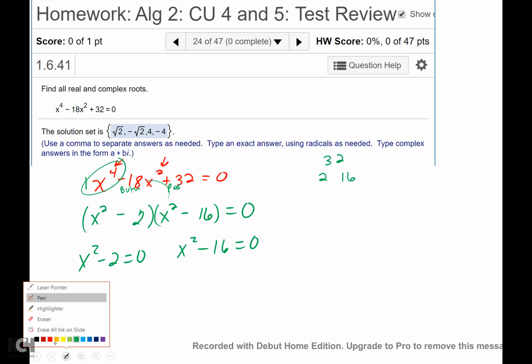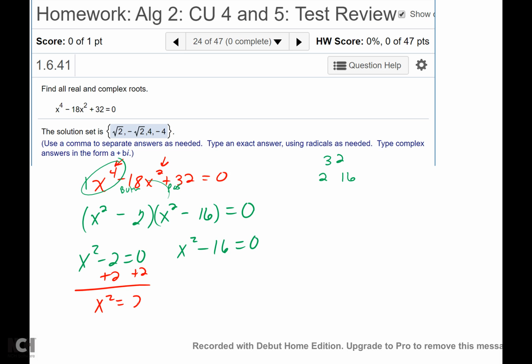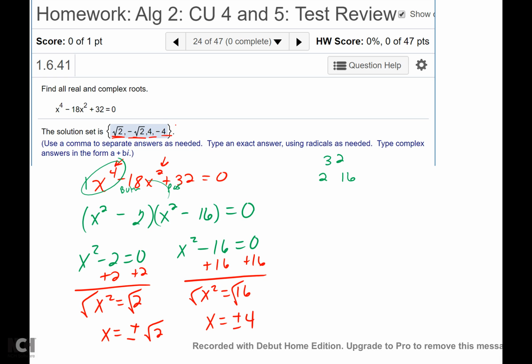If I solve these, add 2, x squared equals 2, square root, x equals plus or minus, I can't break it down, so I leave it, plus or minus the square root of 2. And then if I solve this one, add 16, x squared equals 16, square root, x equals plus or minus 4. I needed 4 answers, I got 4 answers. Okay.